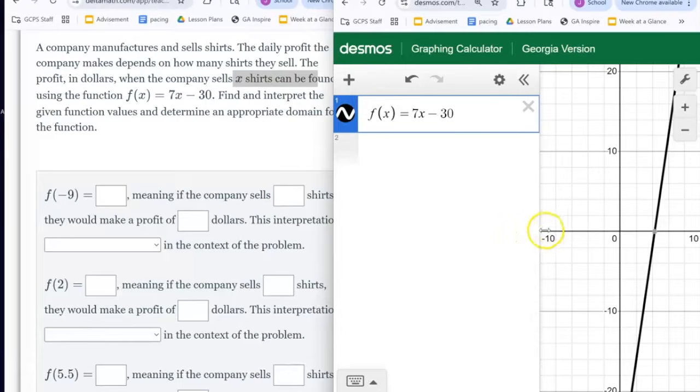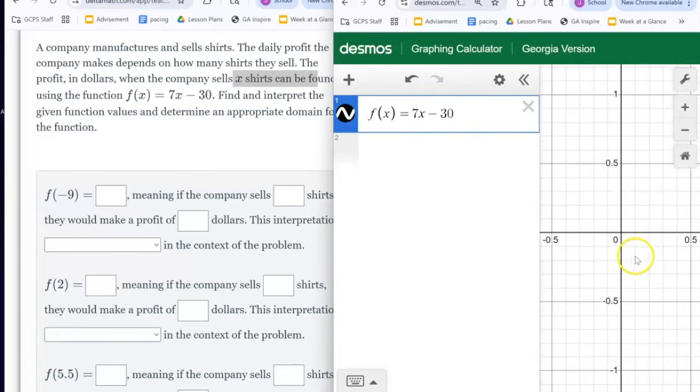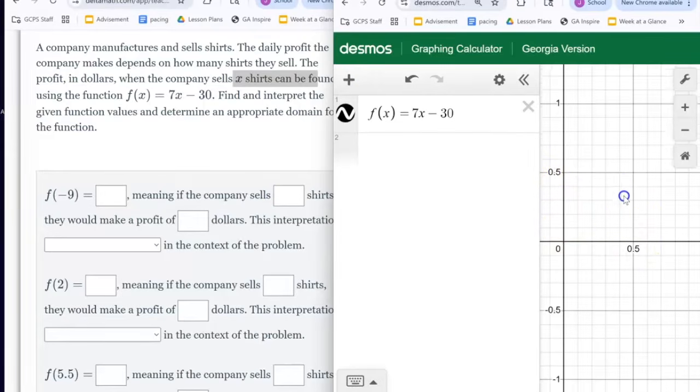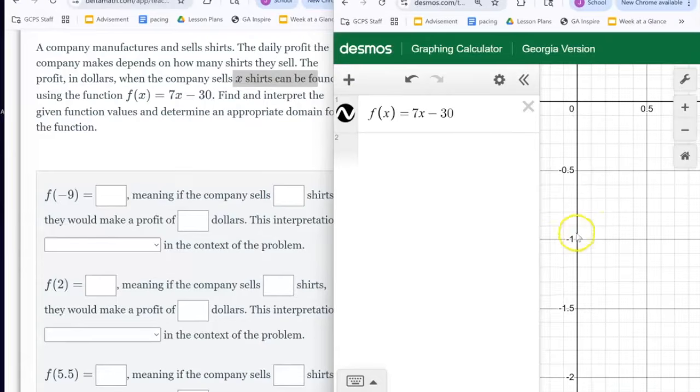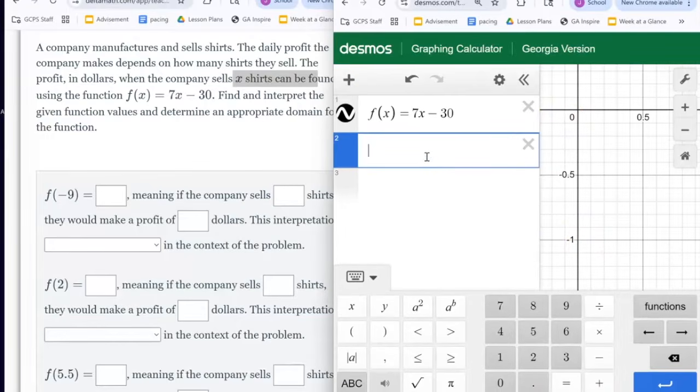If I'm thinking about shirts, can I have negative 10 shirts? No. Can I have positive 10 shirts? Yes. Can I have 0.5 of a shirt? No. Can I have 0.5 of a dollar? Yes. Can my profit be negative? Can I make negative $1 in terms of profit? Yes. So what that means is x has to start at 0 going to the right only in whole numbers because I can't have half of a shirt, right? So this is what my domain would be because that's my x.